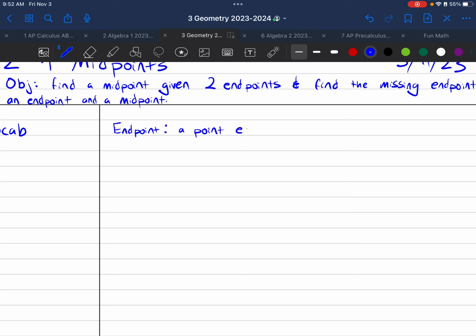that is equidistant from two other points that is on a line. And when I say a line, I mean a straight line, not a curved line, connecting the 2 points.